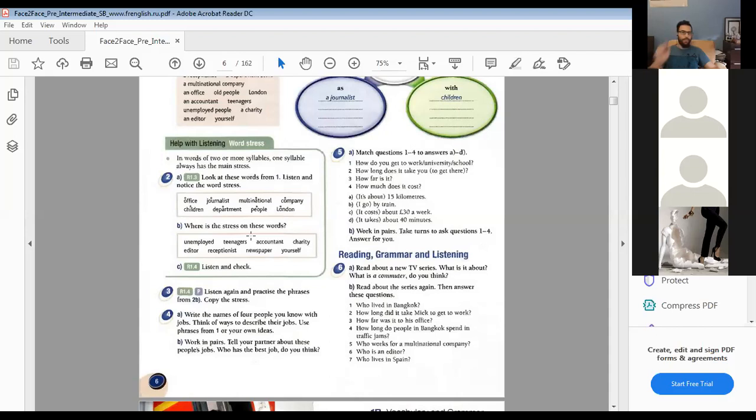So here, let me read these words, and I want you to notice which part sounds stressed. Of course, the part with the little O, this is the stressed part, okay? So we have office. I'll say it and you can repeat after me. Office. Journalist. Multinational. Company. Children. Department. People. London.